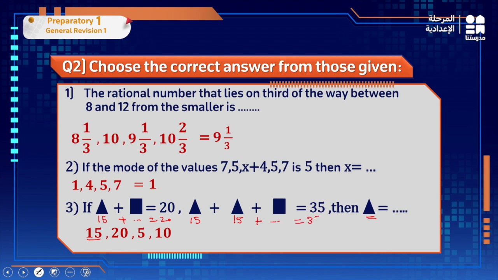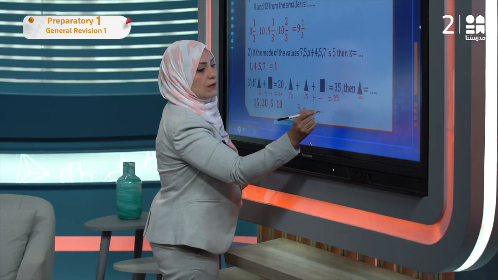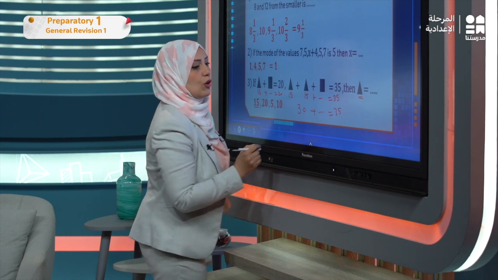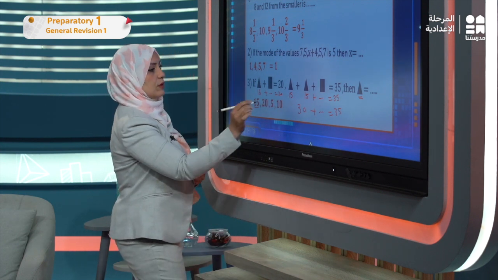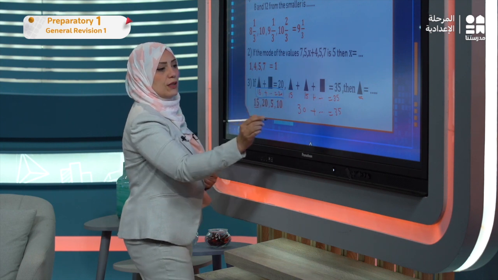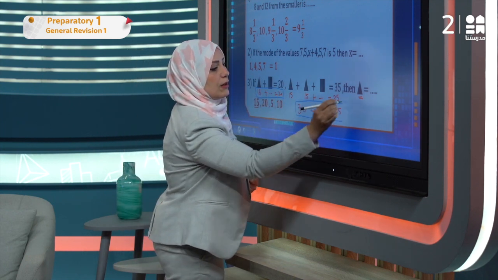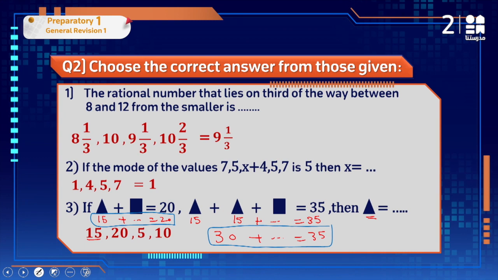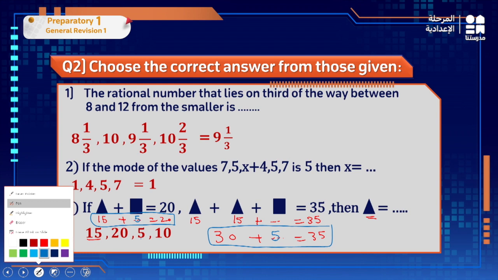something equals 35. So in the first one, 15 plus a number equals 20. In the second one, 15 plus 15, which is 30, plus something equals 35. What do you see? Let me compare between the two. Here we have 15 plus a number equals 20 and 30 plus a number equals 35. When we put 5, we will get the square value. What about the triangle value? I should pick 15 because we tried 15. So the correct answer is 15.